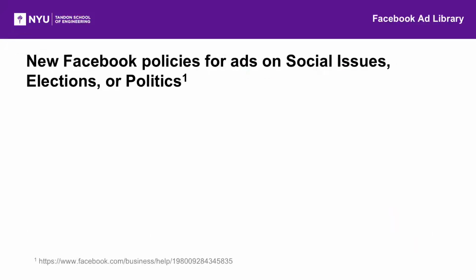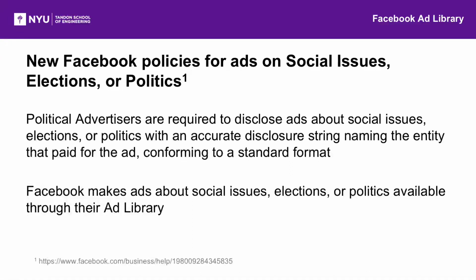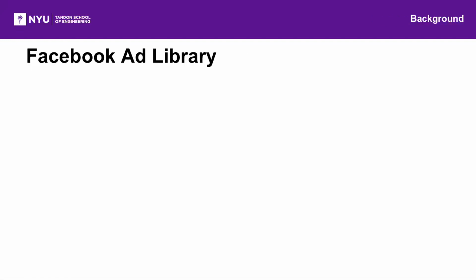Because of all this, in the summer of 2018, Facebook implemented new policies around political advertising. In the United States, advertisers are required to disclose ads about social issues, elections, or politics, and they must provide an accurate disclosure string naming the entity that paid for the ad, conforming to a standard format. Facebook makes ads on those topics transparent through its ad library, with an overall aim to have enough transparency that third party groups can act and users aren't misled about who is paying to show them ads.